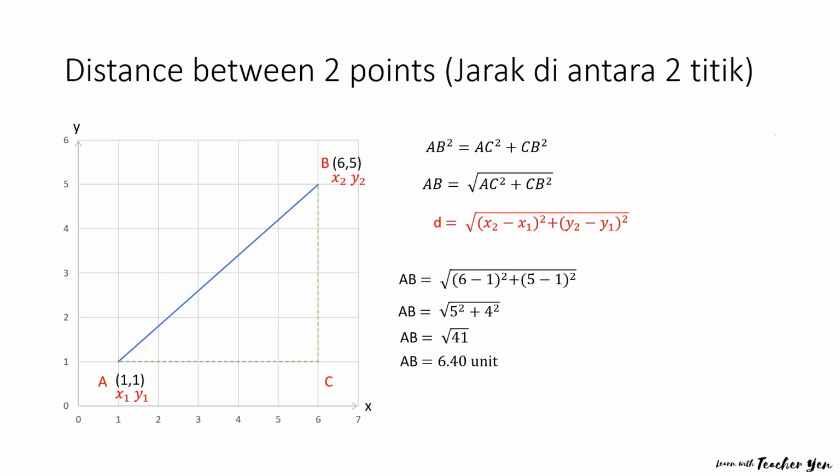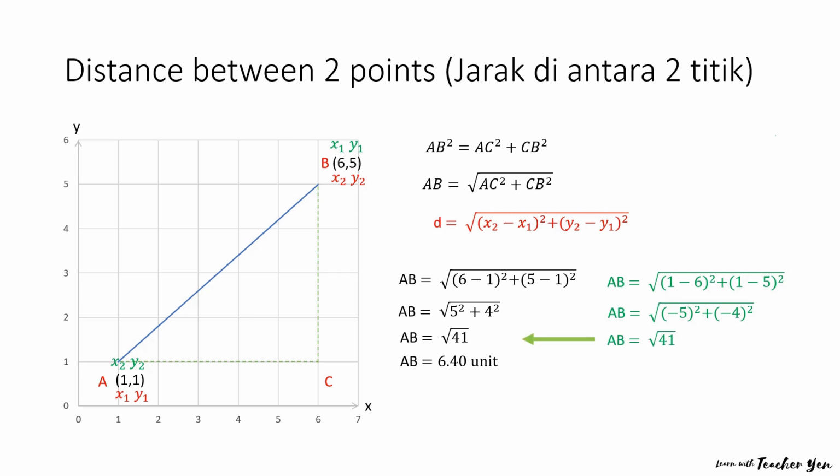It doesn't matter if you label it opposite. So let's say you label the point B as x1, y1, and your point A as x2, y2. So your AB will be equal to the square root of (1 minus 6) squared plus (1 minus 5) squared, which is equal to the square root of negative 5 squared plus negative 4 squared, which is equal to the square root of 41.